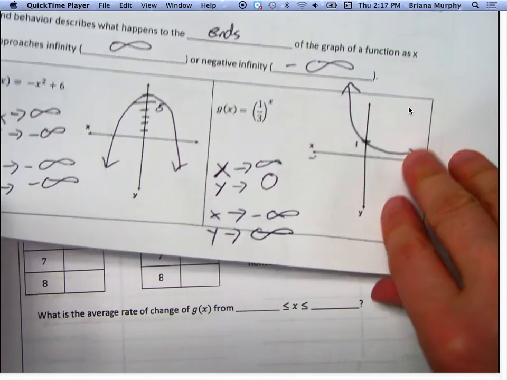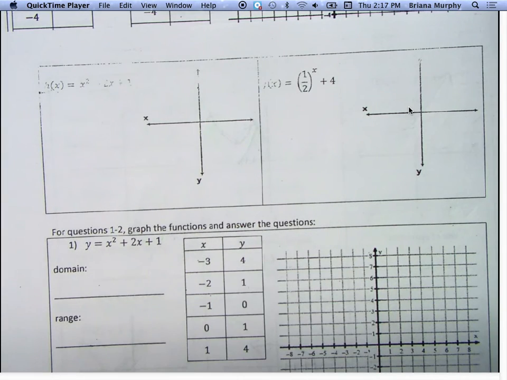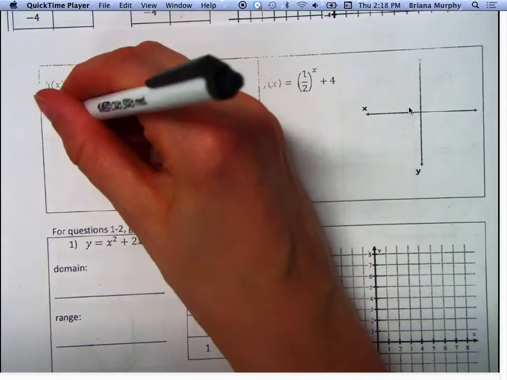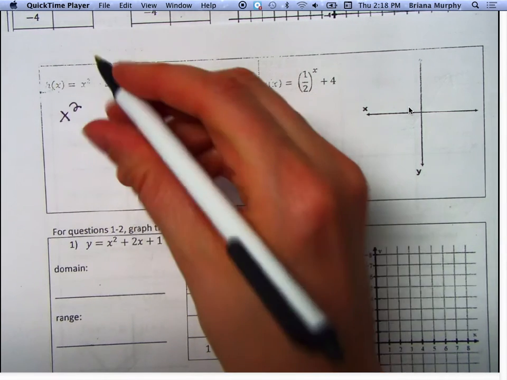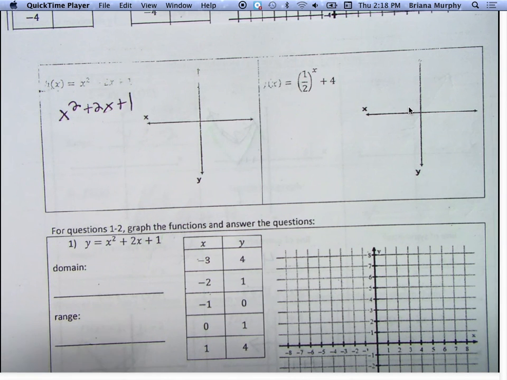So let's do the next side. Is that going to be on the quiz? End behavior is, yes. All right. I have no idea what this says, so let's make it up. X squared plus 2x plus 1. Let's put that in our calculator. So we're going to put in our calculator x squared plus 2x plus 1.